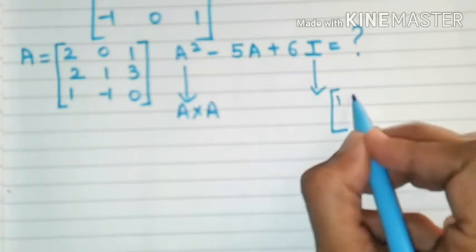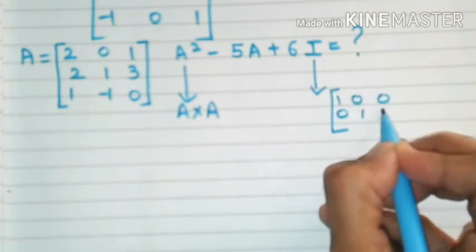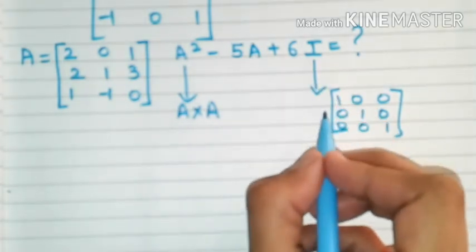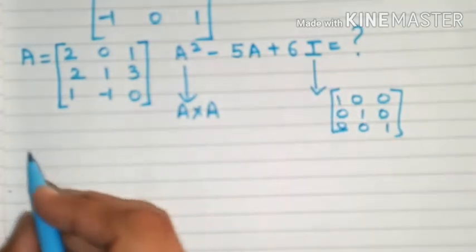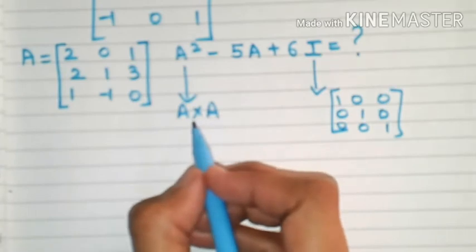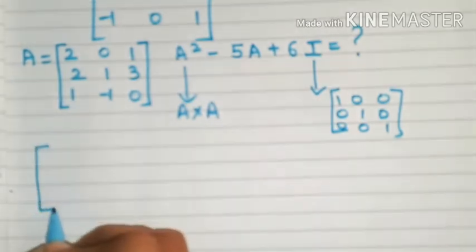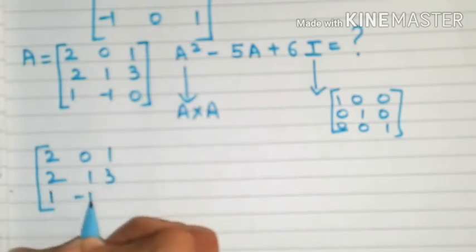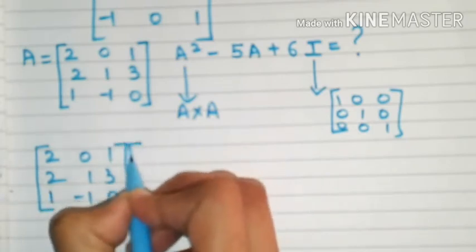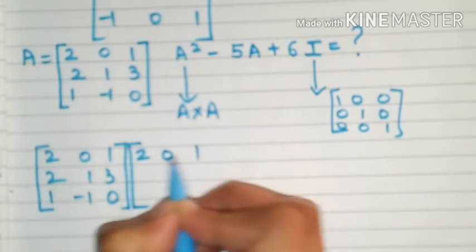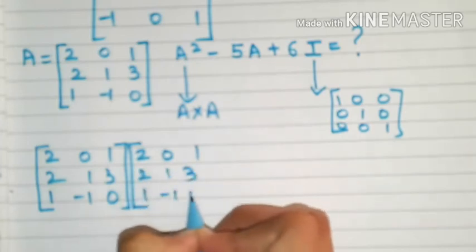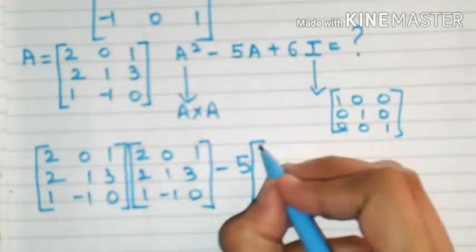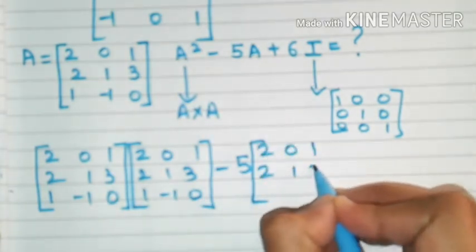So it'll be nothing but 1 0 0, 0 1 0, 0 0 1, and that is multiplied with the scalar 6. So let's go ahead and do that. So A square is nothing but A multiplied by A. So we'll get 2, 0, 1, 2, 1, 3, 1, minus 1, 0, multiplied again by A, minus 5 into again A. So it will be 2, 0, 1, 2, 1, 3.